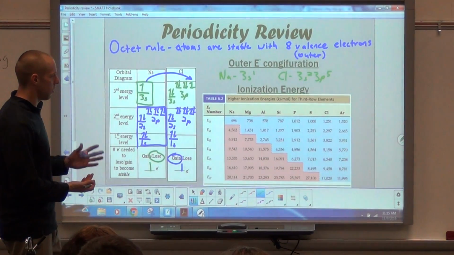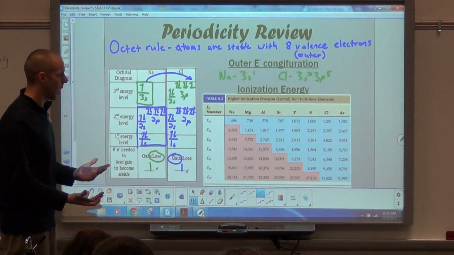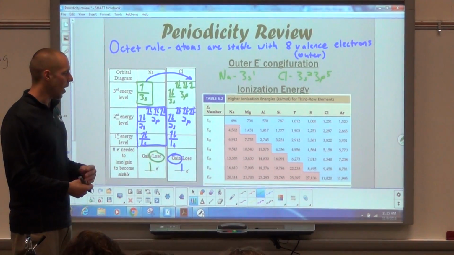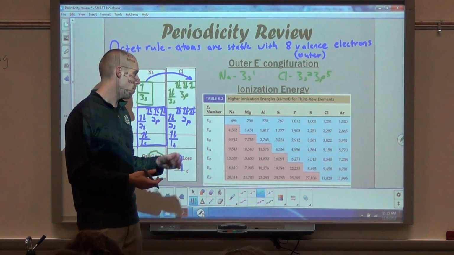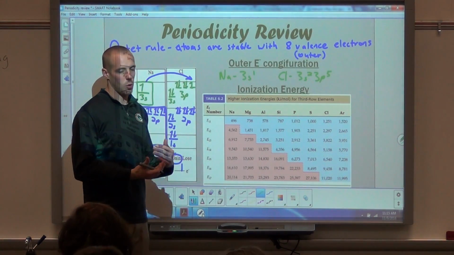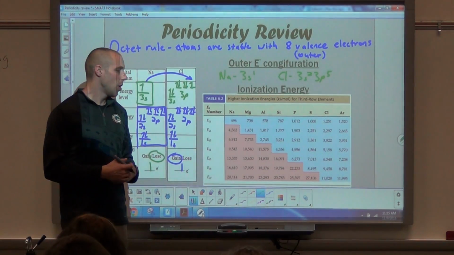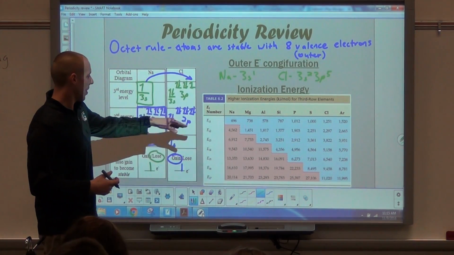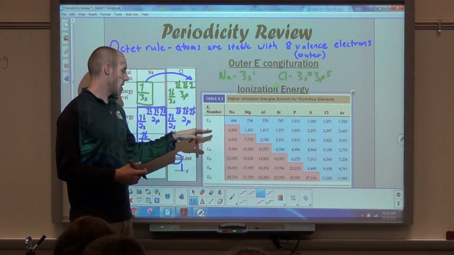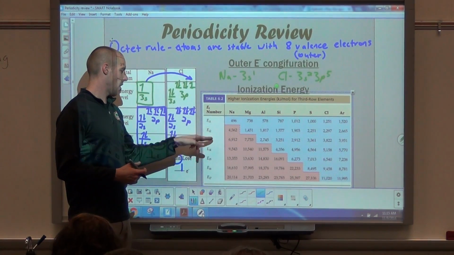All right, I'm going to talk just briefly about ionization energy. We're going to go through a problem on ionization energy. What ionization energy is saying is it's the amount of energy required to pull an electron away. Okay, so what this chart's telling us is that electron 1 takes this much energy, electron 2 takes this much energy, electron 3 takes that much energy.